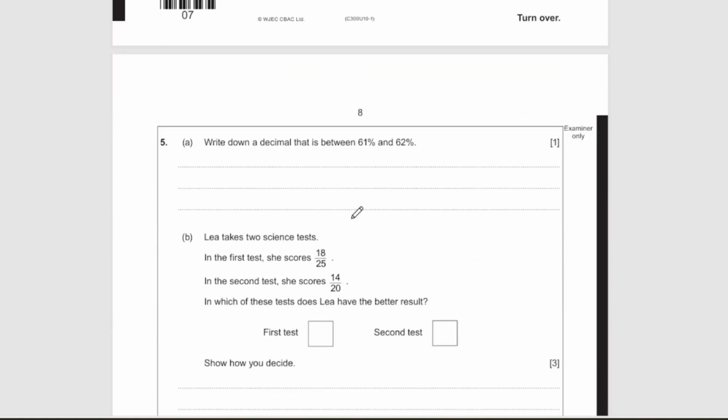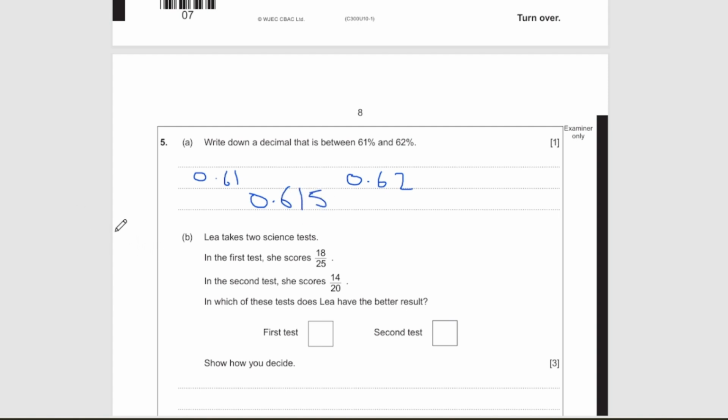Write down a decimal that is between 61% and 62%. So 61% and 62%. Let's have a look. So 61% is 0.61 and 62% is 0.62. So we are looking for any decimal in between that. So you could have 0.611, 0.612, 0.613, 0.614, 0.615, etc. I'm just going to go in the middle, 0.615.